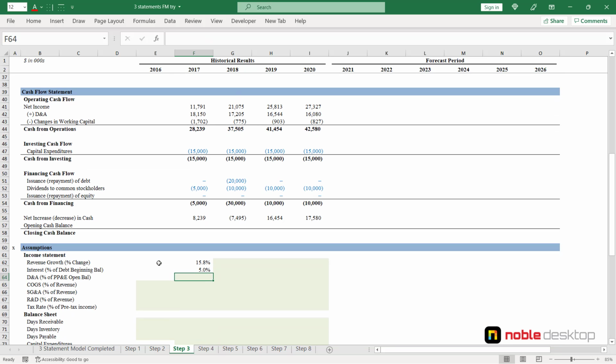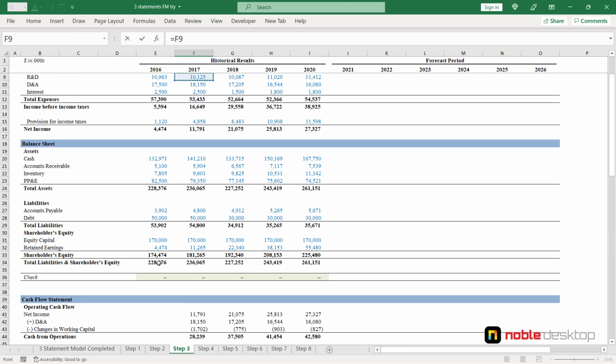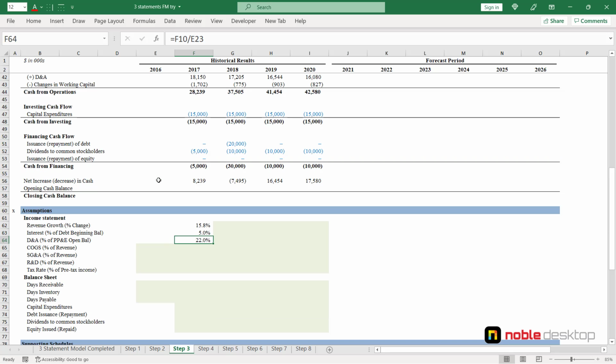And depreciation and amortization as a percentage of PP&E opening balance, I'm gonna grab my depreciation and amortization again in the income statement, row 10, and divide it by PP&E, which is in my balance sheet. And again, since I'm considering opening balance here, it's gonna be my closing balance for the previous year. Great job! These three value drivers are calculated correctly. I'm filling them to the right for all historical years.